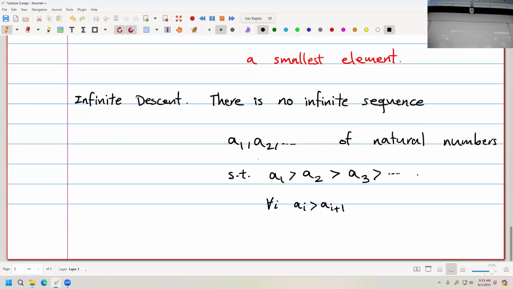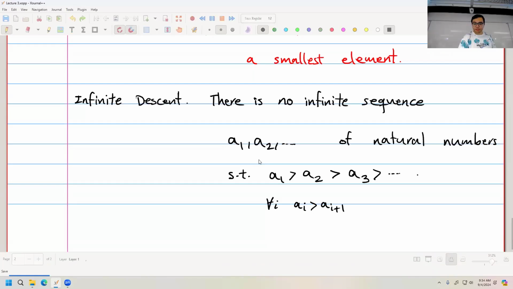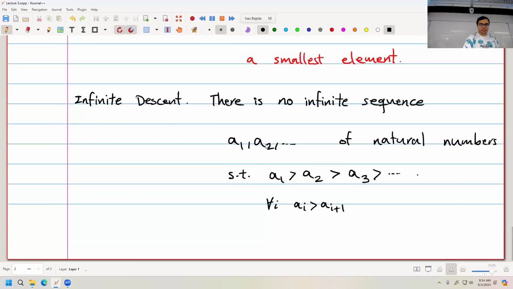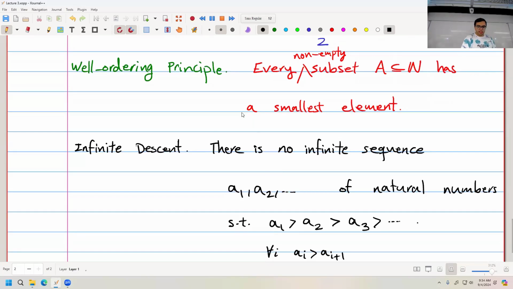So I cannot have an infinite sequence of natural numbers such that it just gets smaller and smaller as I'm going. Again, very importantly, we're talking about natural numbers here. If I was talking about integers, I can, of course, have such sequences. I don't have negative numbers here. So let's see some proofs that actually use these principles. By the way, this is called the infinite descent principle, but actually it's saying that infinite descent is impossible. Right? So the naming is not great.